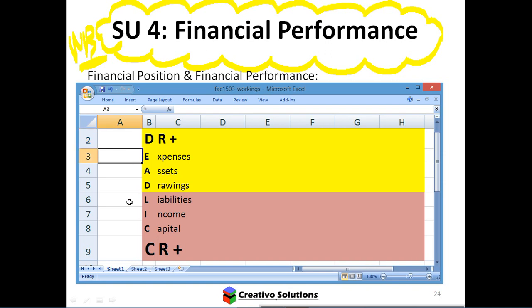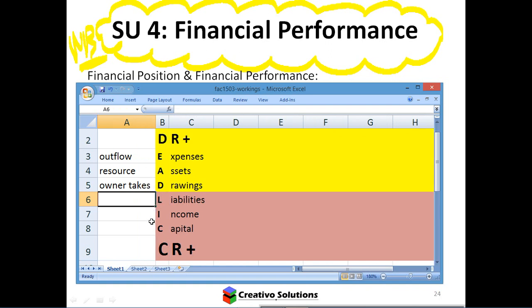Obviously expense, keyword was outflow of benefit. Asset, keyword was resource. Drawings, keyword was owner takes. That's all the "do I know what they are". Liabilities, obligation. Income, inflow of benefits. Capital, giving to the business, contributing. So I'm just adding that. This would have come from the definition, which you don't have to worry about.